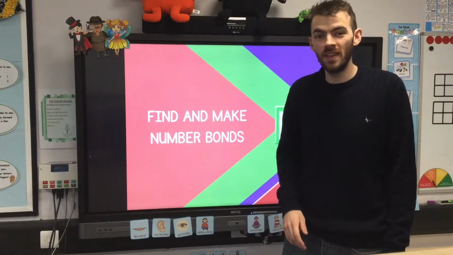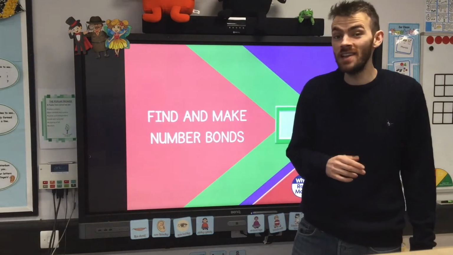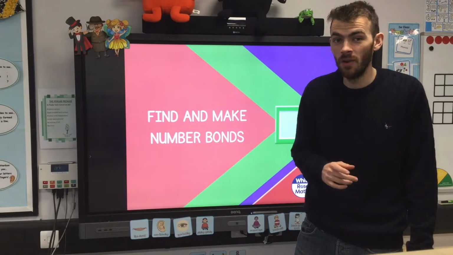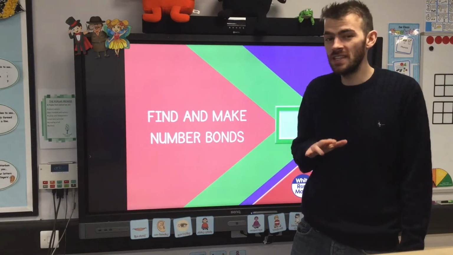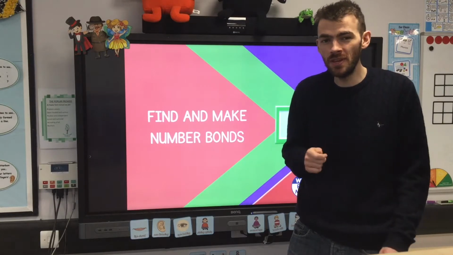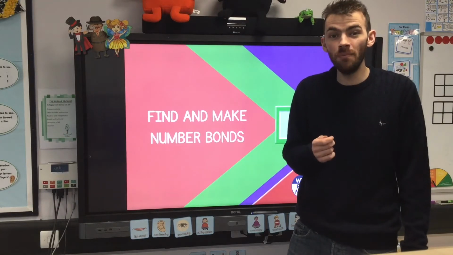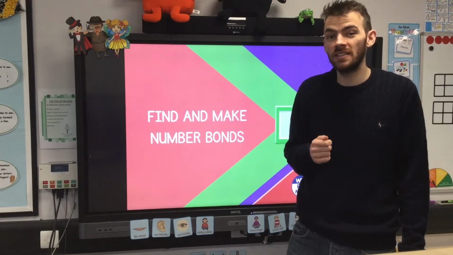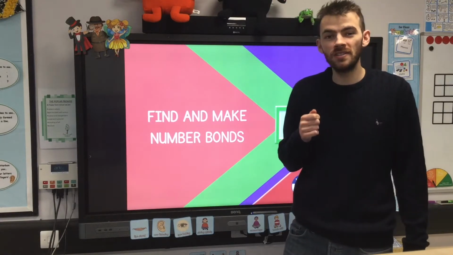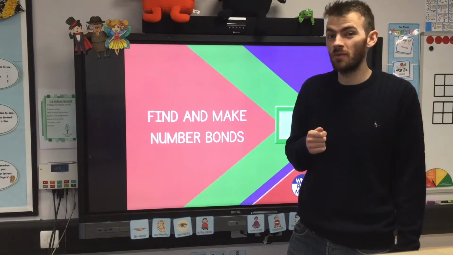Hello Year 1. Today we're going to be finding and making number bonds to 20. We've practiced making number bonds before to 10 and you're going to need that skill for today. If you think you need a little more practice, hit the button and click on making tens and you can play that game to practice that skill. We're going to have a go at recapping some things that we already know.